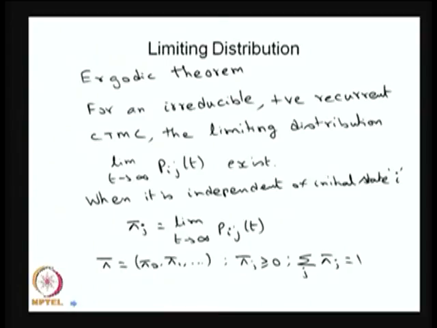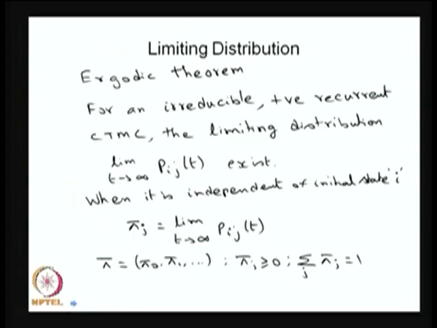The way we discussed the limiting distribution for the DTMC, the same concept can be used for the CTMC also. The change is that instead of the one-step transition probability matrix, here we have to use the infinitesimal generator matrix in a different way. So I am first giving the ergodic theorem.